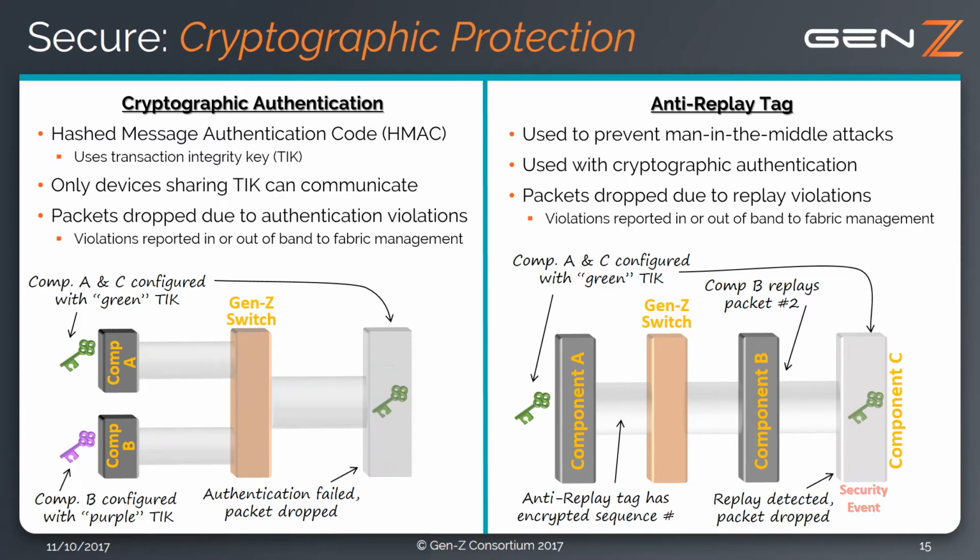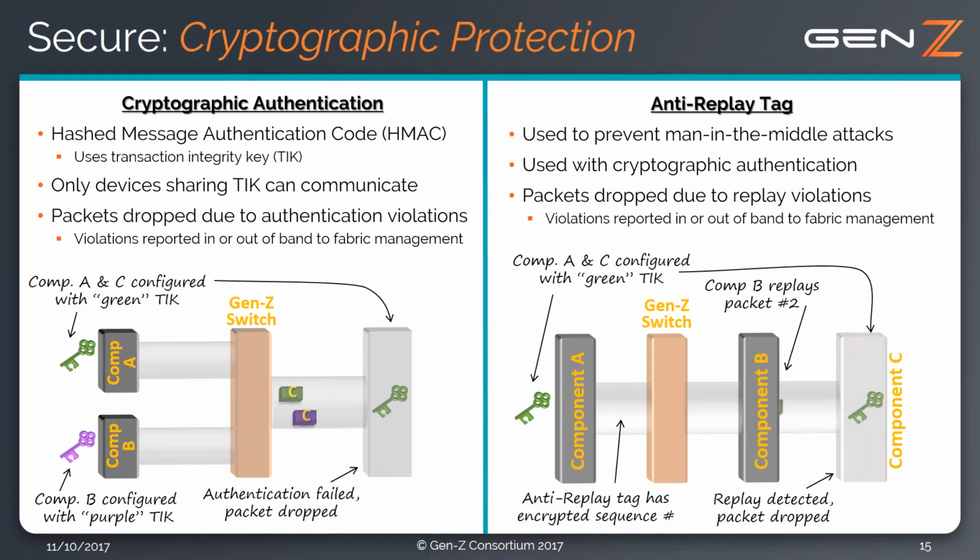If the HMACs do not match, the packet is discarded, an access violation audit log entry is created, and a security event is reported to fabric management by in-band or out-of-band mechanisms. Again, this enables fabric management to quickly identify the issue and determine whether it was an inadvertent configuration error or a malicious attempt to try and access the target component.